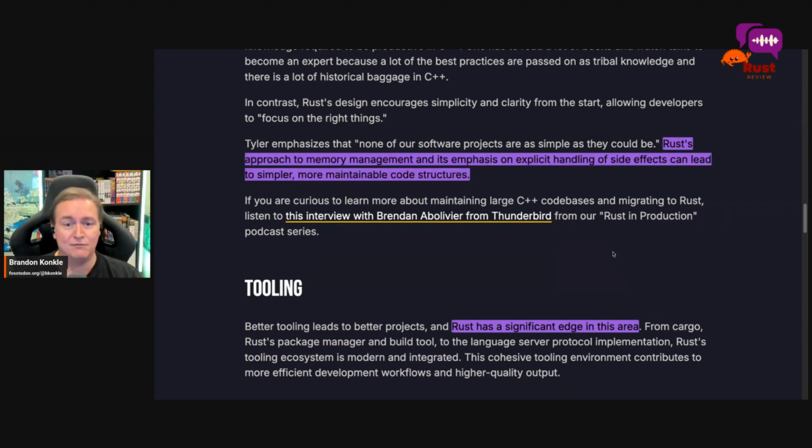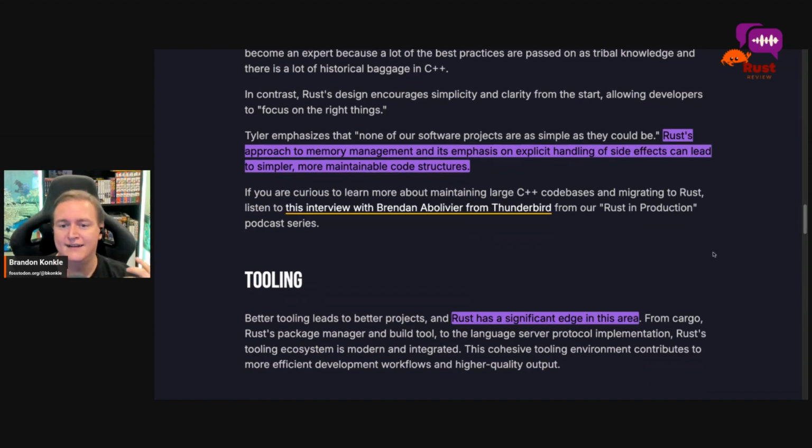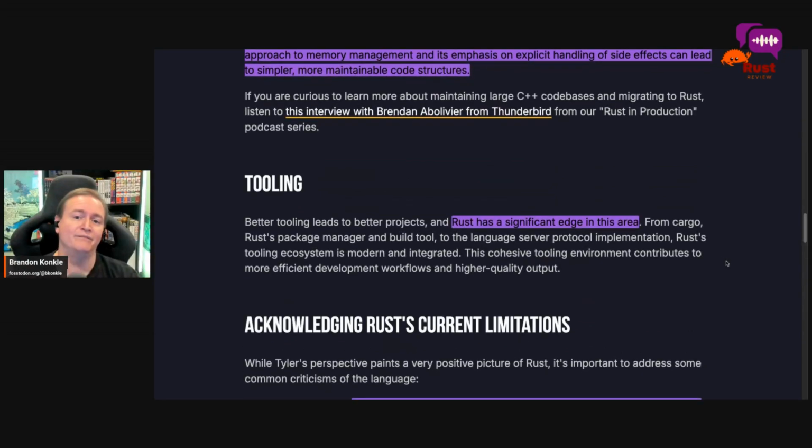So Rust, its approach to memory management, its emphasis on explicit handling of side effects, things like that, leads to simpler, more maintainable code structures. And again, I'll affirm this. Rust has made me a better programmer. The way that Rust forces you to think about things translates to other language ecosystems. And so I think I've become a better TypeScript and a better Go programmer because of the time that I spend in Rust, because it brings an awareness that I never really had before.